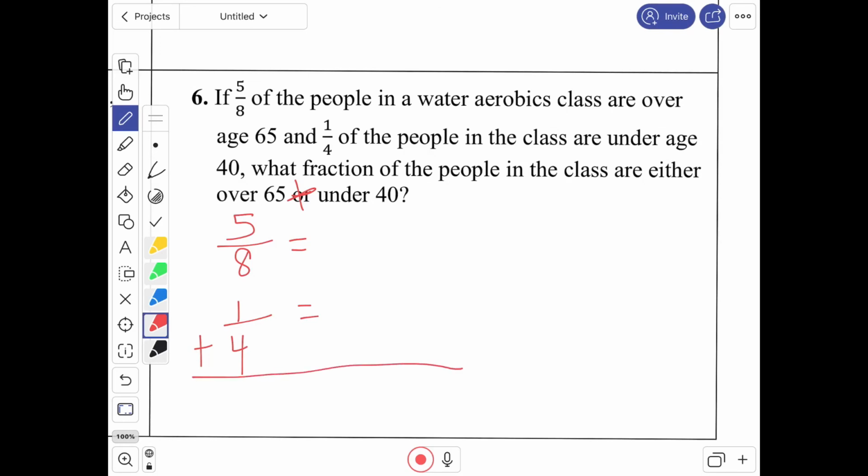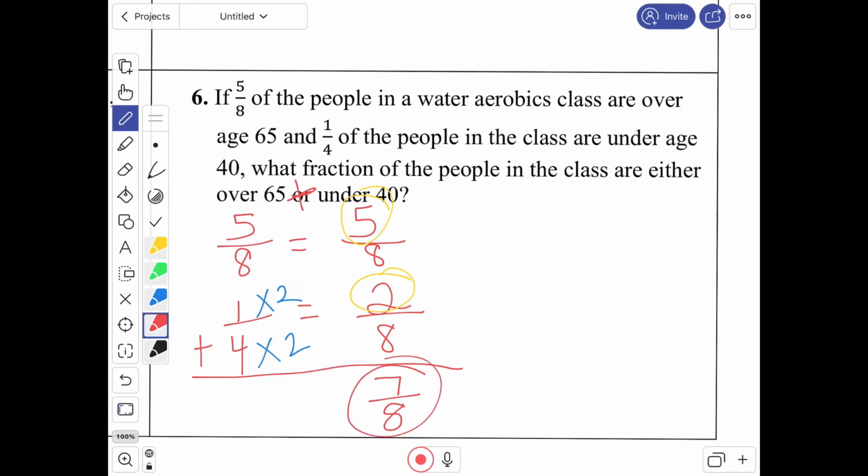Going to need a common denominator. If you're counting by 8s and by 4s, the first thing they have in common is 8. So my least common denominator is 8. Since the first fraction has an 8 already, I just need to scoot it over. To change 4 to 8, I multiply by 2. So if I do that to the numerator, I get 2. And then 5 plus 2 makes 7, and the denominator stays the same, 7/8.